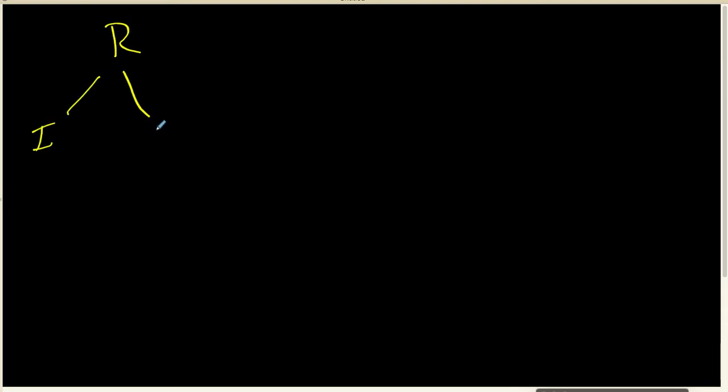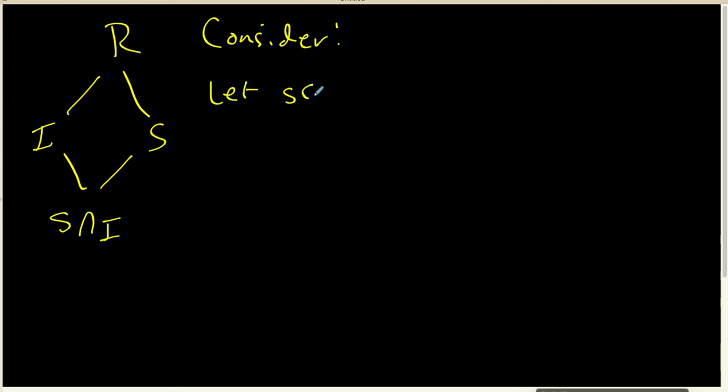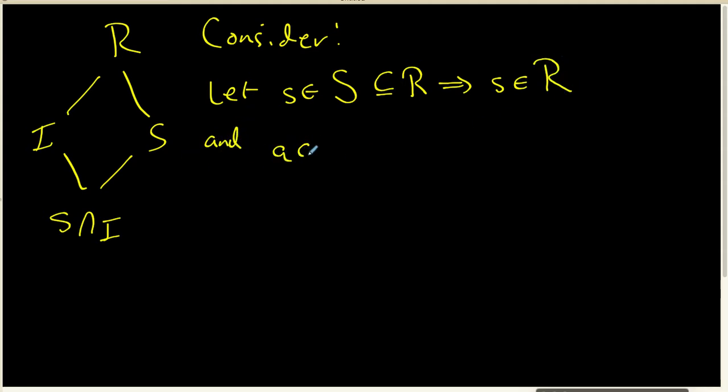So here is our picture from the previous page. And I want to consider this idea. Let's let little s be any element of the subring S. And I do want to remind myself that the subring S is a subset of the ring R. And so little s is also an element of the ring R. And I'm going to let little a be any element inside the intersection S intersect I. And that's going to imply that a belongs to S and a belongs to I.